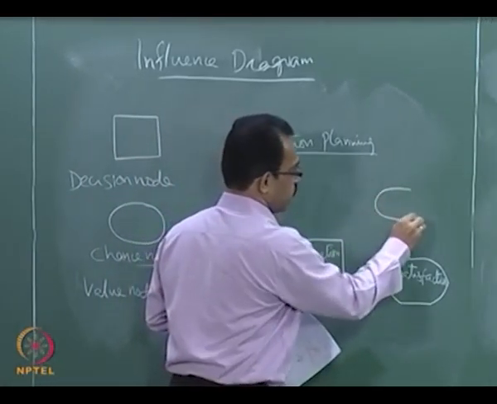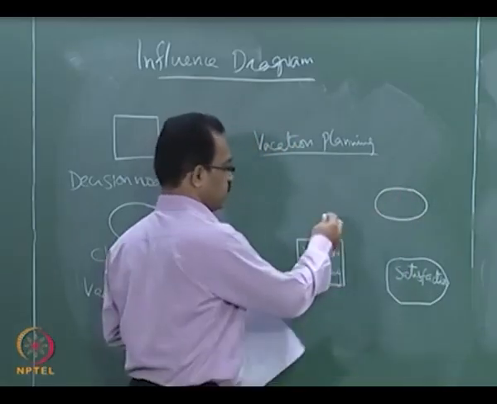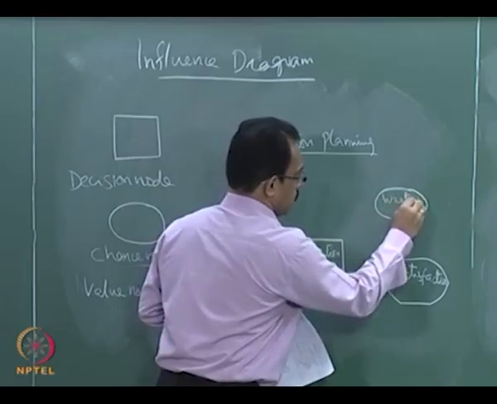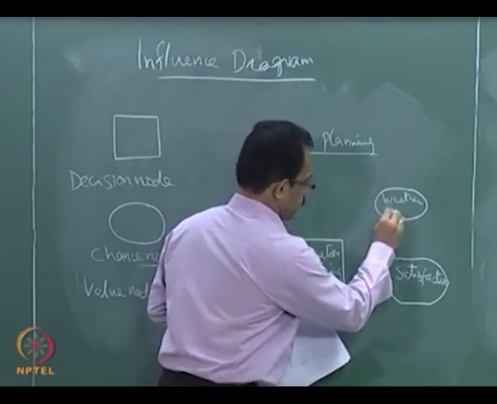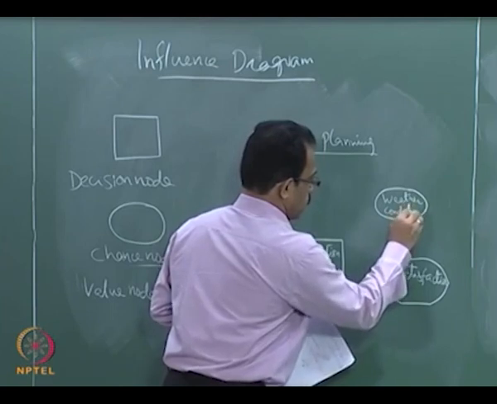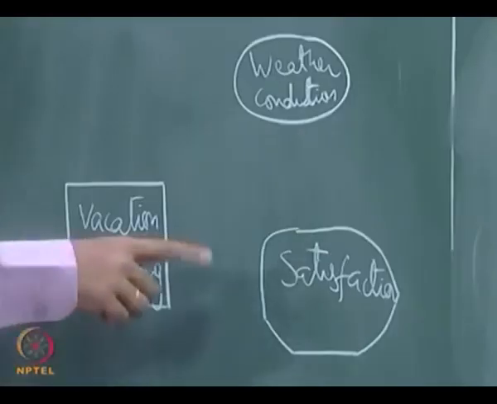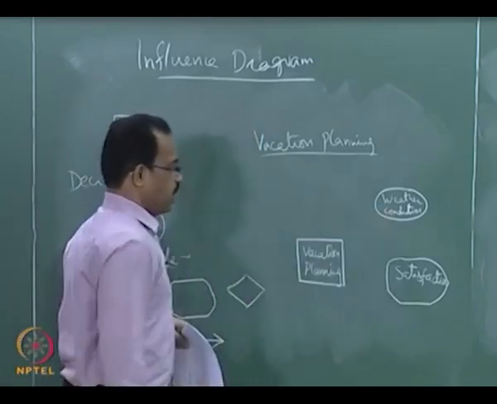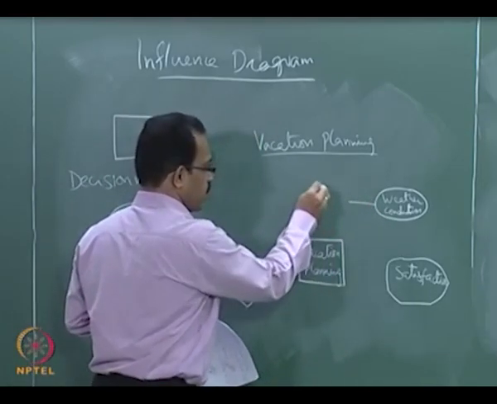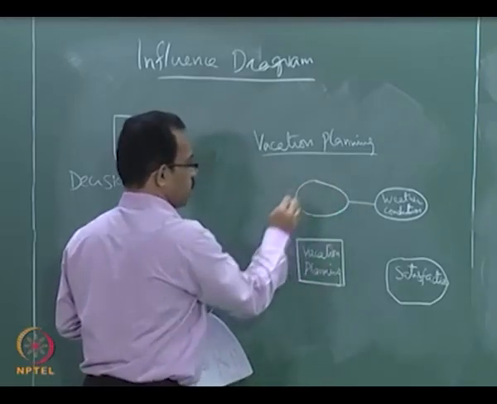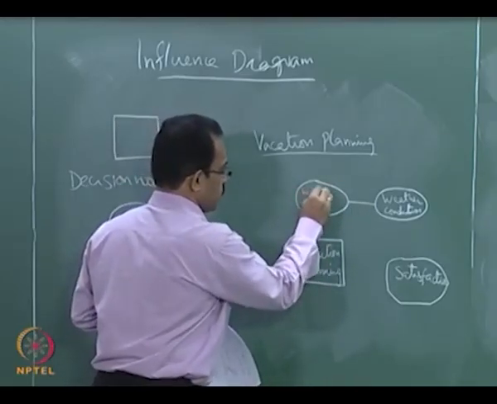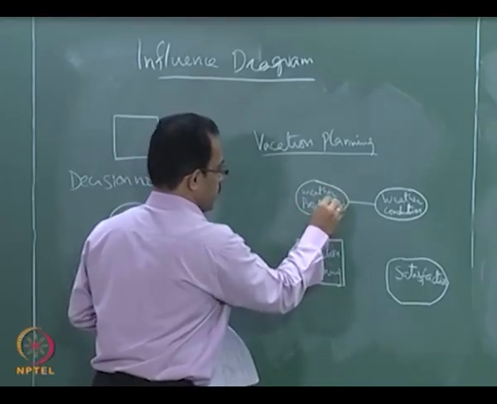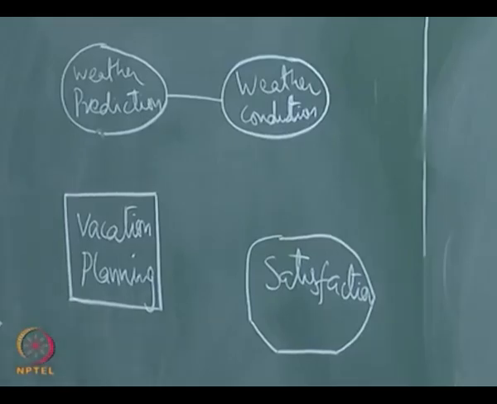Then we will consider one scenario, one chance: the weather condition, which influences the vacation planning. The weather condition can influence the satisfaction and your vacation planning. That is why we show weather condition in the influence diagram, and the weather condition can be obtained from another possibility, weather prediction data. So weather prediction may be available, which can be used for decision making.